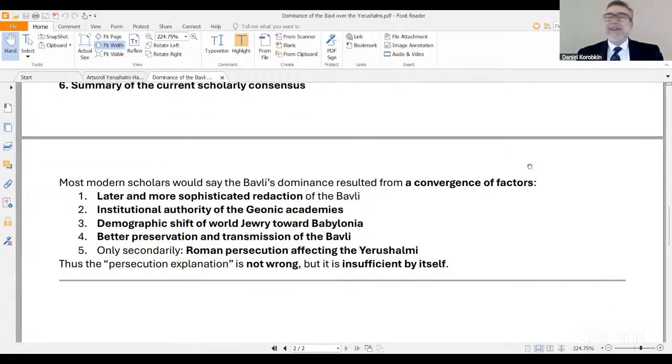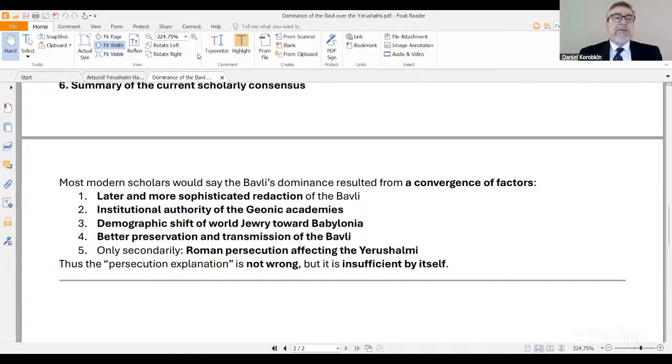Summary of the current scholarly consensus. Most modern scholars would say the Bavli's dominance resulted from a convergence of factors: later and more sophisticated redaction of the Bavli, institutional authority of the Gaonic academies, demographic shift of world Jewry towards Babylonia, better preservation and transmission of the Bavli, and only secondarily Roman persecution affecting the Yerushalmi. Thus, the persecution explanation is not wrong, but it is insufficient by itself.